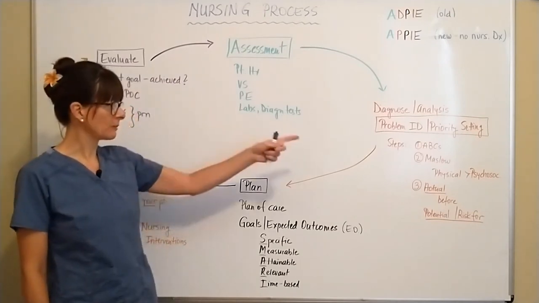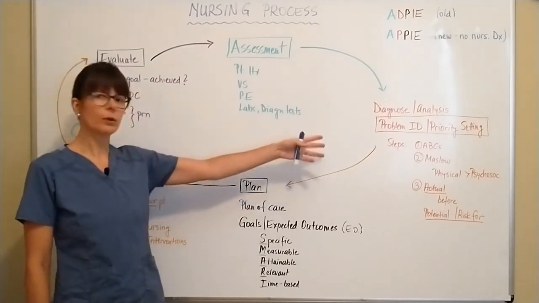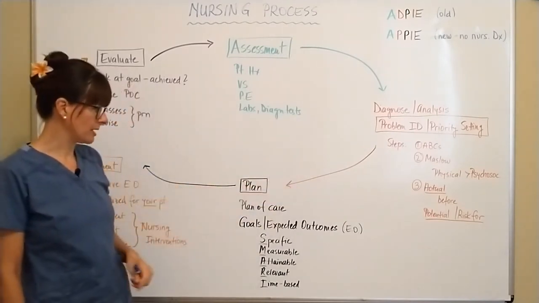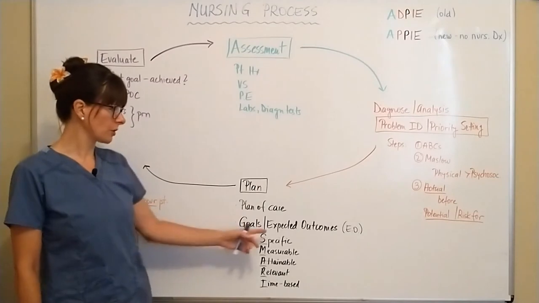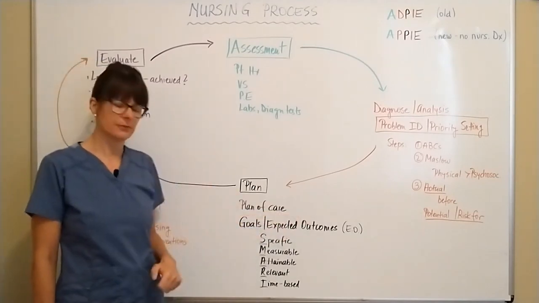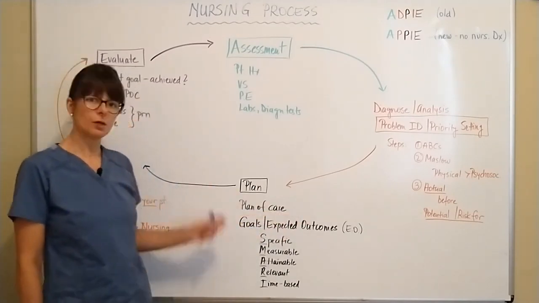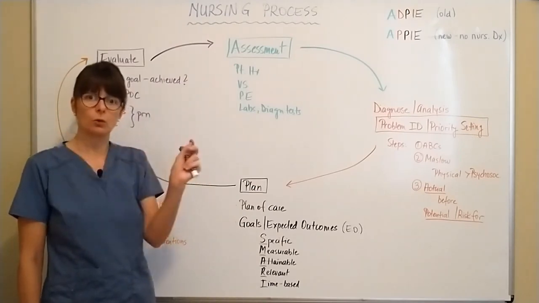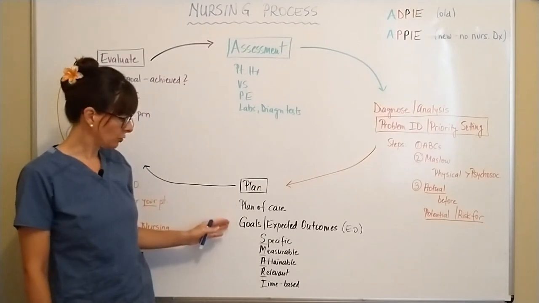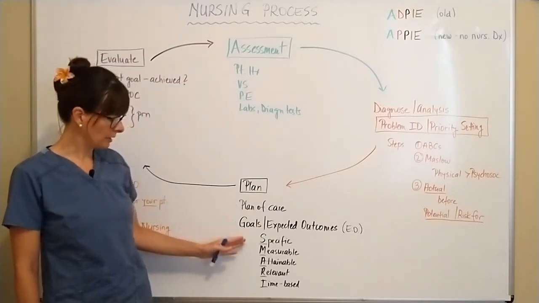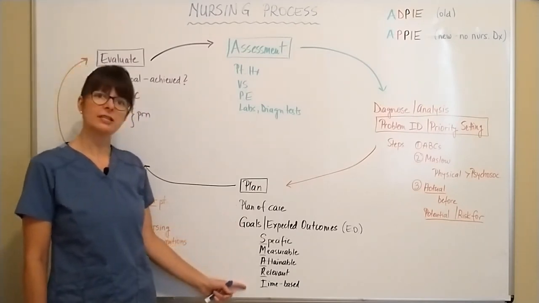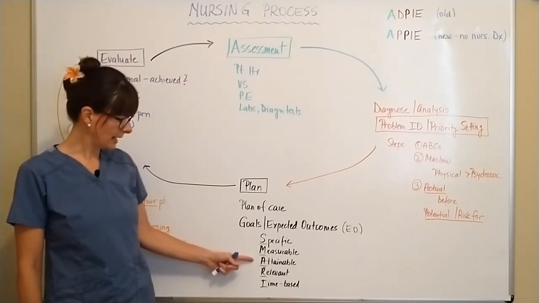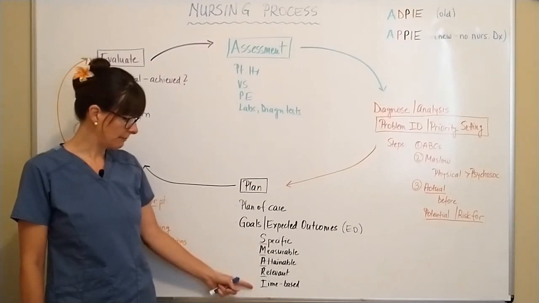So after assessment and problem identification, now we know what we have to focus on with our patient. We move into the planning phase and formulate goals, which are also called expected outcomes. And they will always start with "the patient will." The patient will do something or achieve something. And in order to formulate a goal, they have to follow the SMART criteria, which means they have to be specific, measurable, attainable, relevant, and time-based.